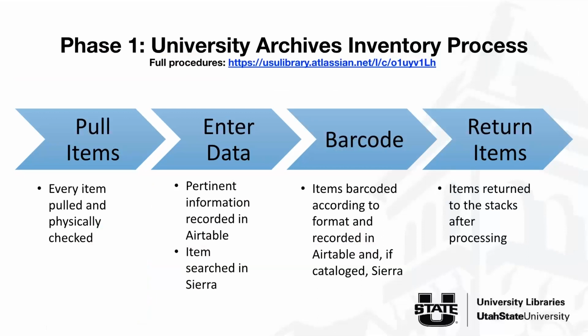These basic steps were pulling all items off the shelves to be physically checked, recording the record group, series title, and descriptions for each box or item, barcoding each box or item and entering them into the Airtable database and Sierra if they were already cataloged, and then returning the boxes or items to the stacks or the shelves. Our full procedures are in that link up there if anybody's really interested. At the same time, we were working on a barcoding project for everything in special collections, so barcoding was a major part of these activities.